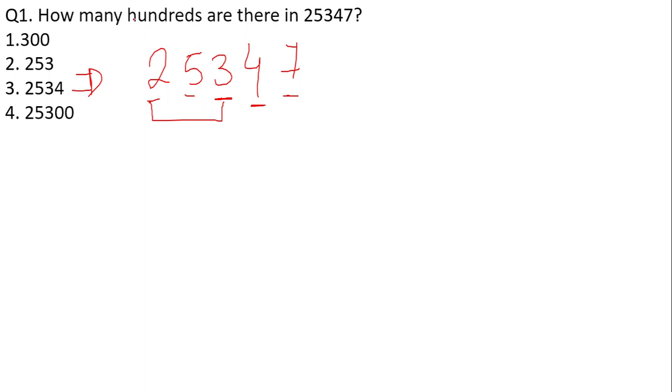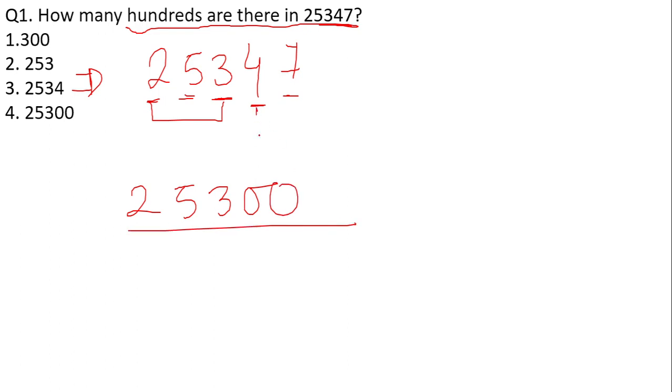If they are asking us how many hundreds are there in 25347, simply what you have to do is just write the digits up to the hundreds place as it is, that is 253 as it is, and leave out two zeros, two zeros for these two digits. This is the ones place, this is the tens place, this is the hundreds place. So as it is, you have to write the given number up to the hundreds place and add the two extra zeros over here. So the correct answer for this given question is option number 4.